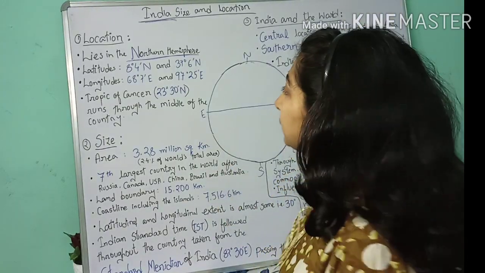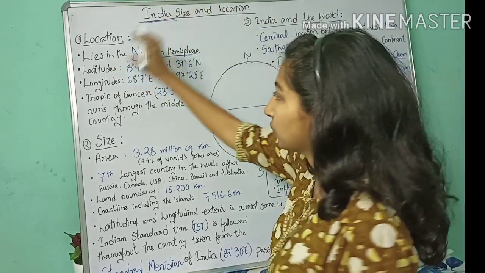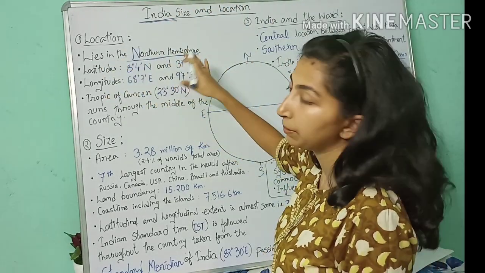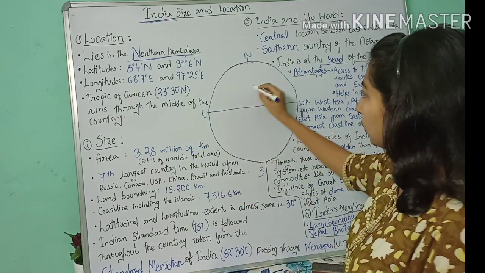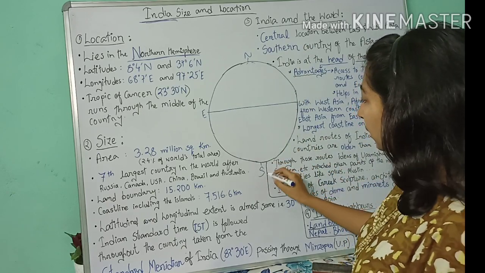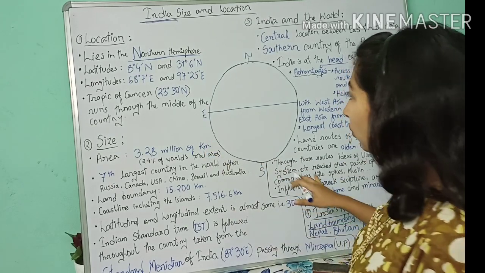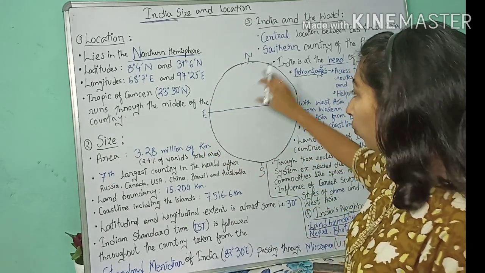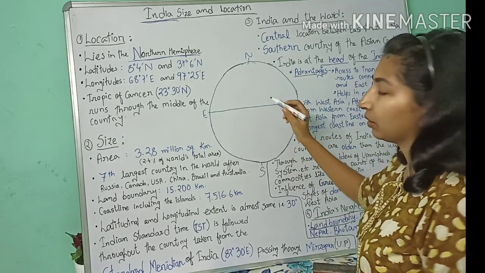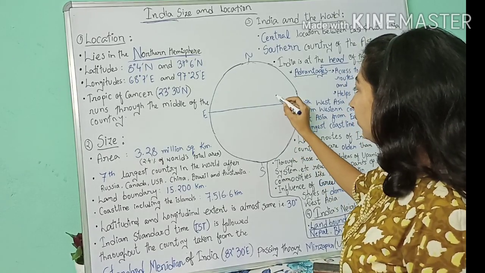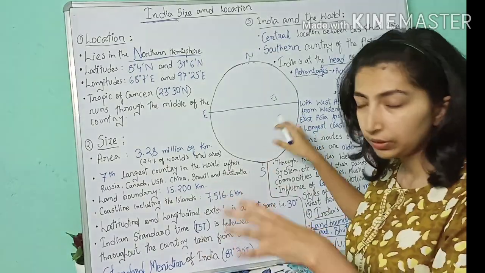So what we see here is first, India, size and location. First the location is given. India lies in the northern hemisphere. We all know that the earth is divided into two halves. So this one is the northern hemisphere, this one is the southern hemisphere, and this one is the equator. Now it's in the northern hemisphere. Now where in the northern hemisphere? It is somewhere here, if not the exact location. Somewhere here, okay? We'll come to that later.